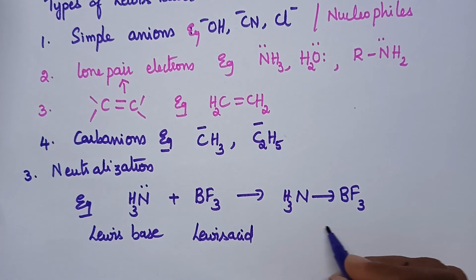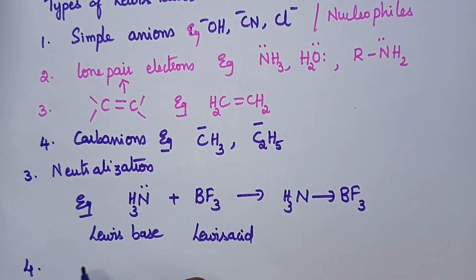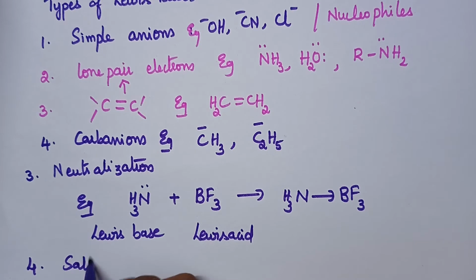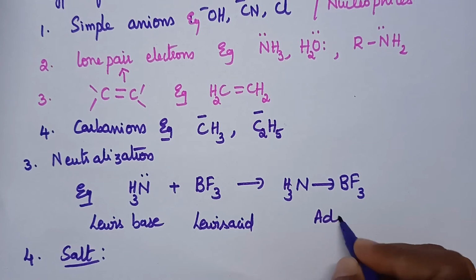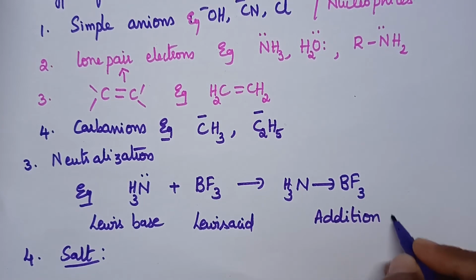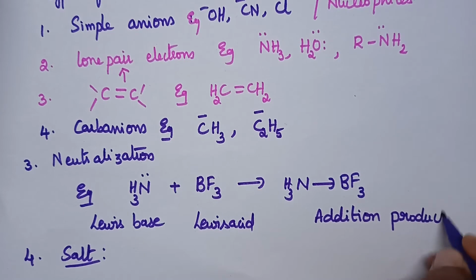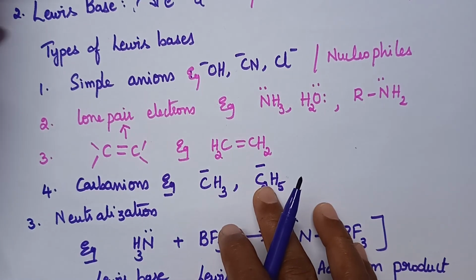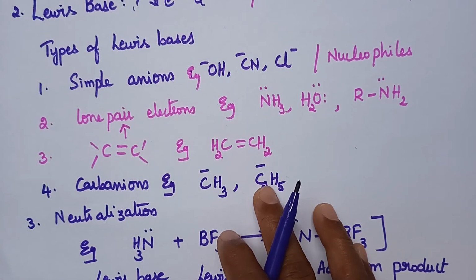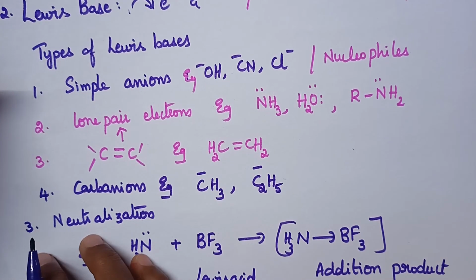Here the product which is formed during the neutralization reaction is called a salt. So what is meant by Lewis salt? The addition product formed during the neutralization reaction is called the salt. So the ammonia boron trifluoride adduct is called the salt. So is it clear about the neutralization reaction and Lewis salt? This is about the Lewis acids and bases.